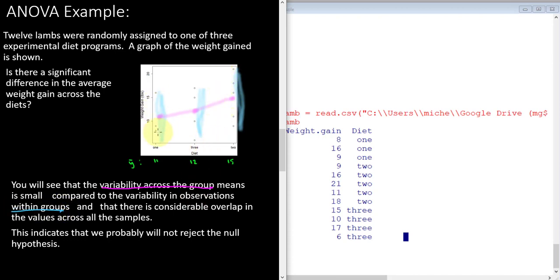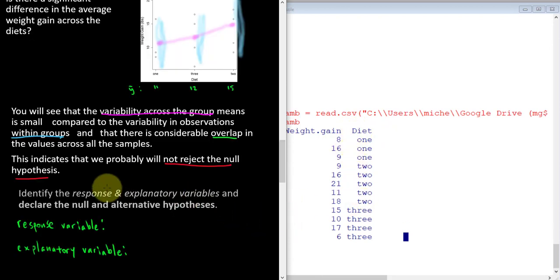Another way to consider that is notice that the observations, there's a lot of overlap among them, right? There's a lot of overlap. All of that put together, I believe, allows us to anticipate our conclusion that we will most likely not reject the null hypothesis here. Okay, now before we go and do analysis of variance in R, I want to ask a few more questions. We'll write down our hypotheses as well.